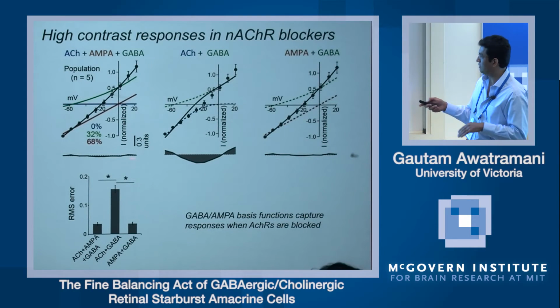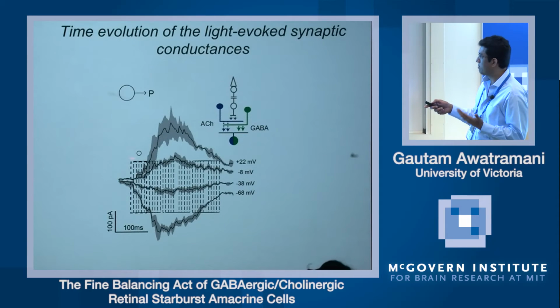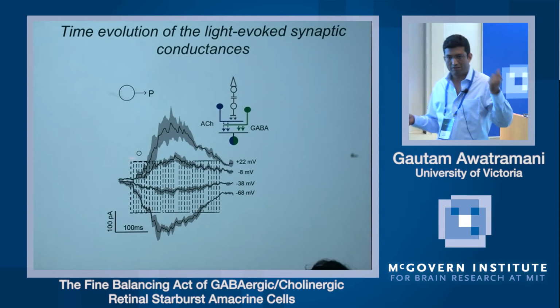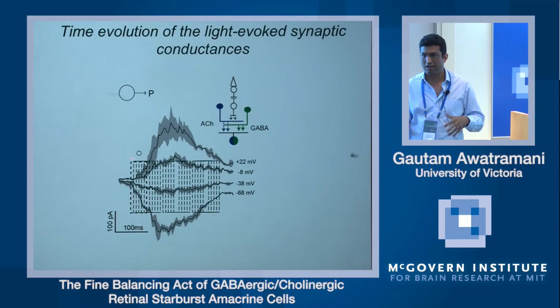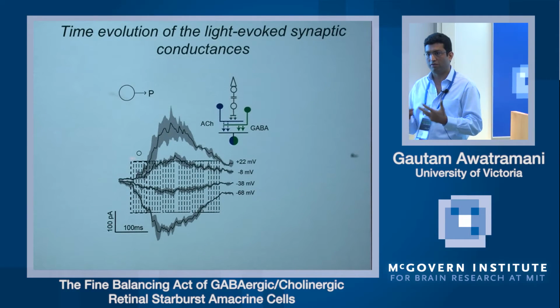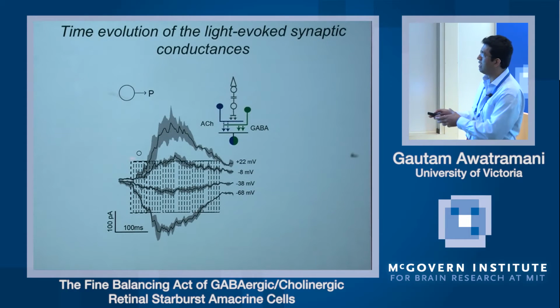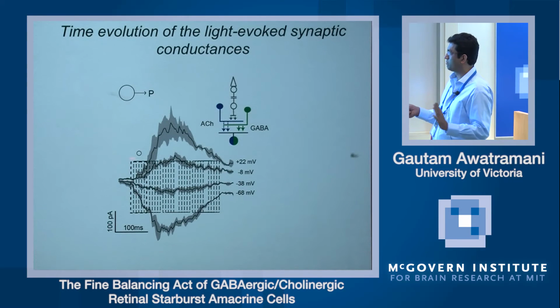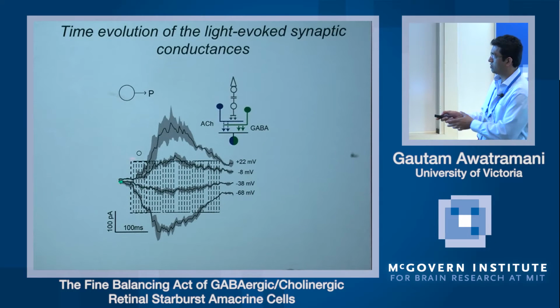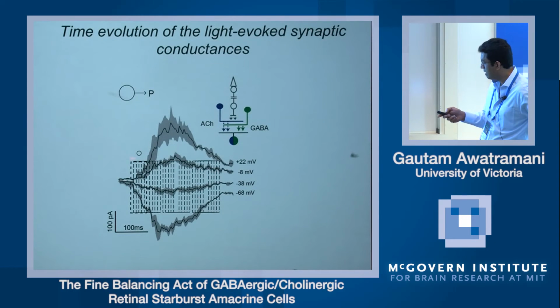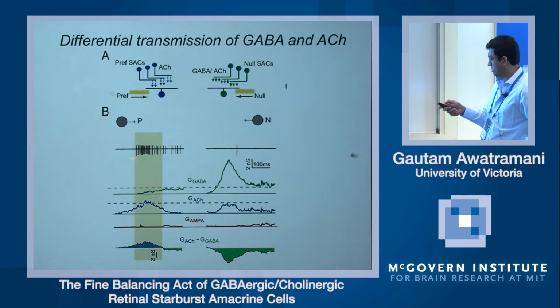I'm going to skip these details because the main question is now, given that we can start to pull out all these different receptors in an intact circuit, how does the conductance evolve over time? We did that similar analysis for every millisecond along the response as the light bar sweeps over the receptive field. And this is just showing the on response. So when we do that, we come up with this picture.